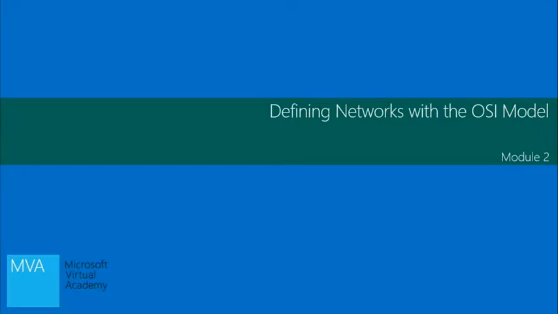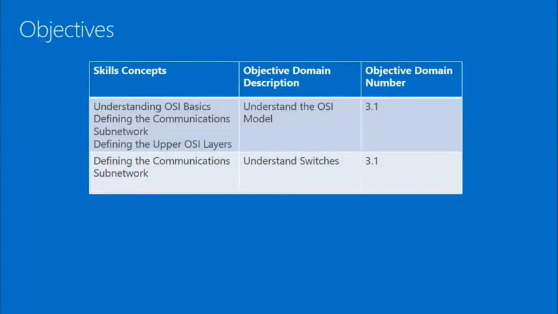Okay, so module 2, defining networks with the OSI model. Again, let's talk about skill concepts for purposes of testing. The skills and concepts here are understanding OSI basics, defining the communications subnetwork, and defining the upper OSI layers.